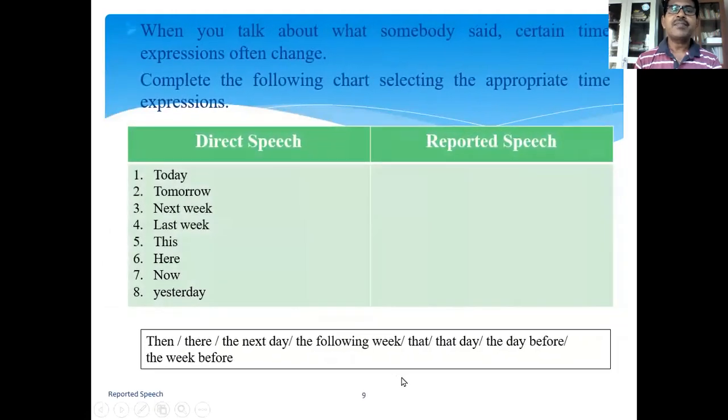Look at this. As I told you earlier, when you talk about what somebody said, certain time expressions, කාලය හඟවන පද, and also place expressions, මොකද වෙන්නේ? වෙනස් වෙනවා. Now you have to fill in the tables. I have given you a box which contains certain phrases and words which will help you to fill in this grid or table. Please do this.